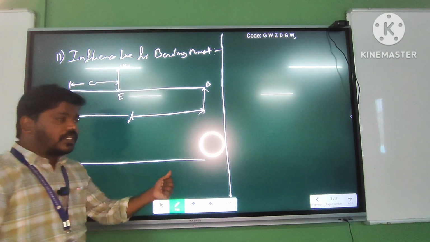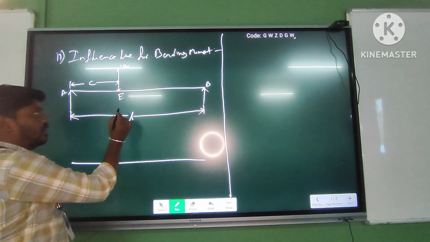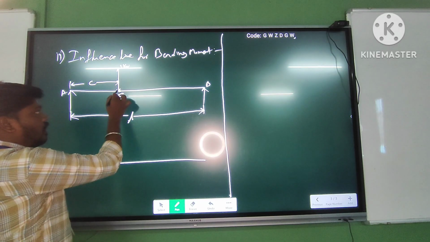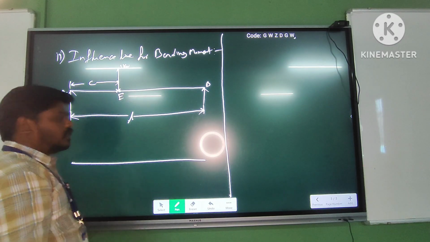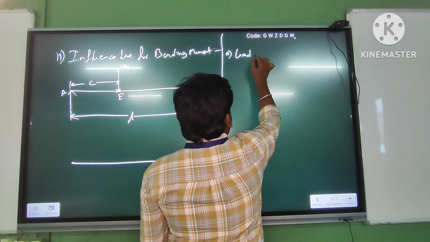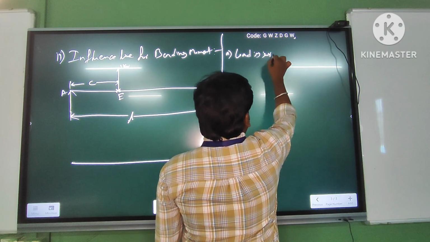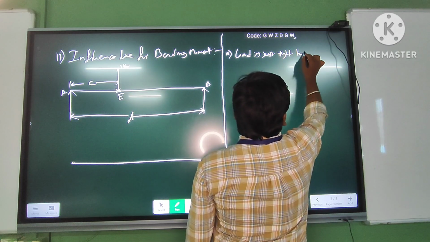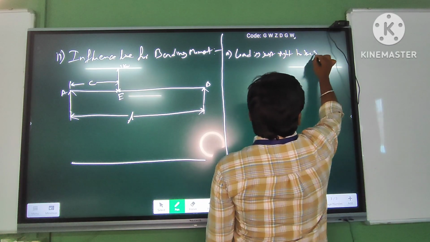Okay, here also in this case we need to consider when the load is just right to the section and when the load is just left to the section. First case, load is just right to the section.